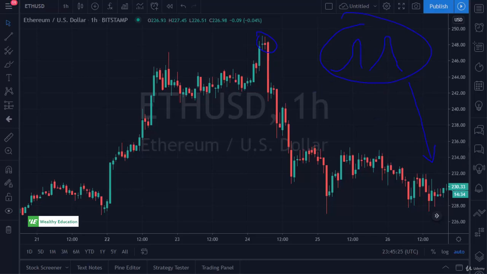But the fact that the sellers were so resilient here really opens up your eyes to a major shift in attitude. In the next video, I'll throw some indicators on these charts, and we'll take a look at how we could have got a little bit more confirmation.